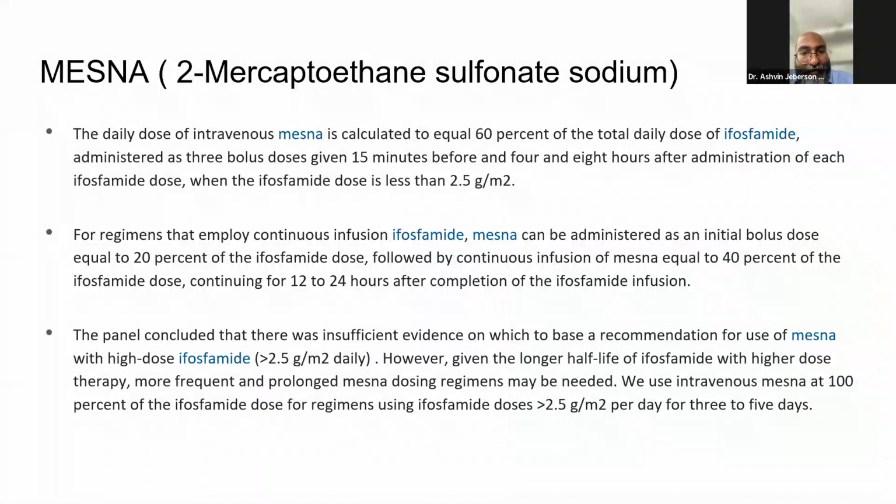And if you're giving ifosfamide as a continuous infusion, then the initial bolus of mesna will be 20% of the total ifosfamide dose, followed by a continuous infusion of mesna equal to 40% of the total ifosfamide dose. And if your ifosfamide dose exceeds 2.5 gram per meter square per day, then it's better to give 100% of the total ifosfamide dose. Next slide, please.